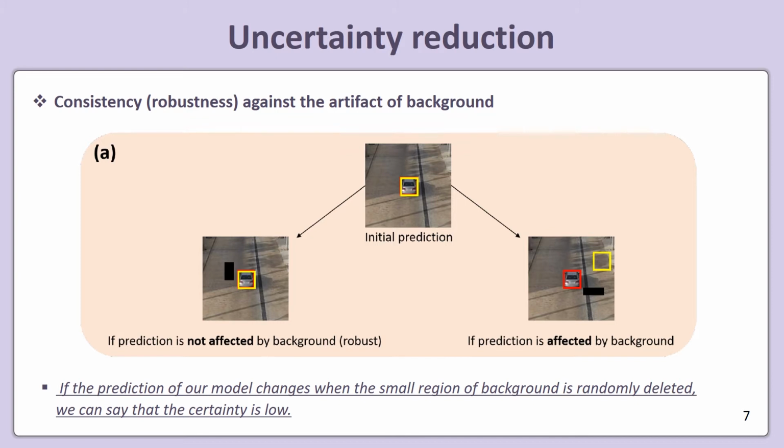The red bounding box is the ground truth and the yellow bounding box is the estimated result. In the left image, the prediction is not affected by background removal. On the other hand, the prediction is affected by background removal in the right images. If the prediction of our model changes when a small region of the background is randomly deleted, we can say that the certainty is low. Thus, the right model is more uncertain.